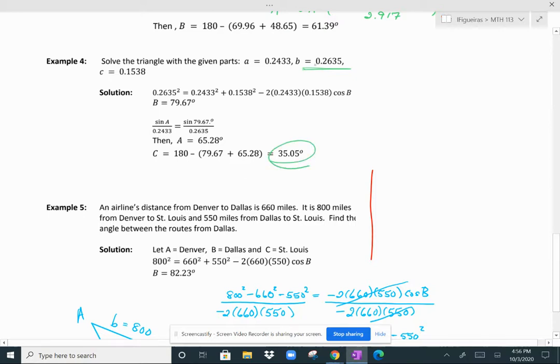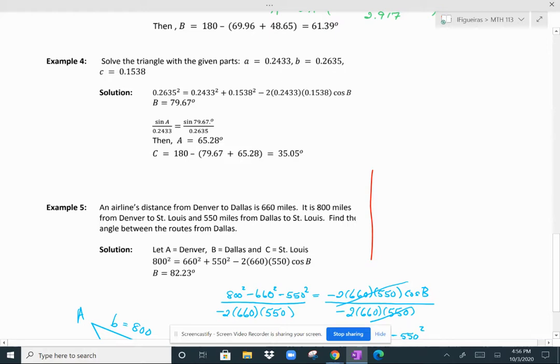35.05 degrees. Okay, and a good check for all of these problems is to make sure that opposite the biggest side is the biggest angle. So my biggest side was side B. The biggest angle that we computed was 79.67. The smallest side is 0.1538, and that's side C, and the smallest angle we found was angle C, 35.05.